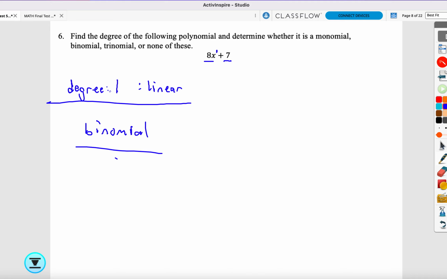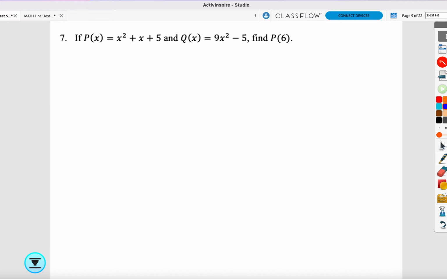So it's linear, it's degree 1, because the x has an invisible exponent of 1. That's the highest degree. Remember, degree is the highest exponent. And binomial is because there are two terms, and terms are separated by plus signs and minus signs.